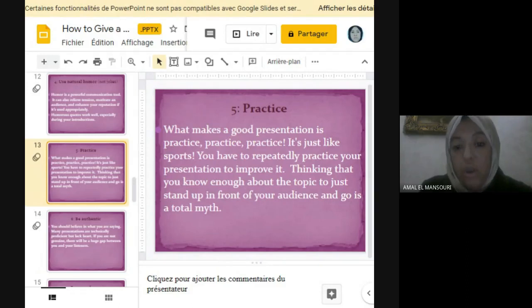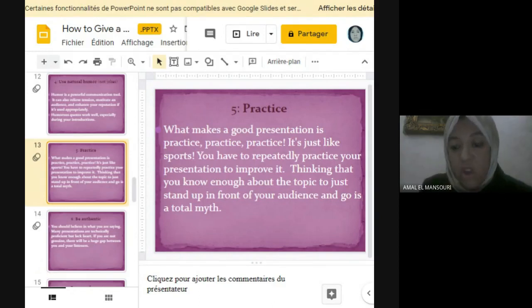Confidence is essential, yes, but too much confidence may harm you sometimes. The key to a successful presentation is practice. So practicing your presentation is essential. And one of the important things you have to consider is that you have to time yourself. Timing is crucial in presentation.